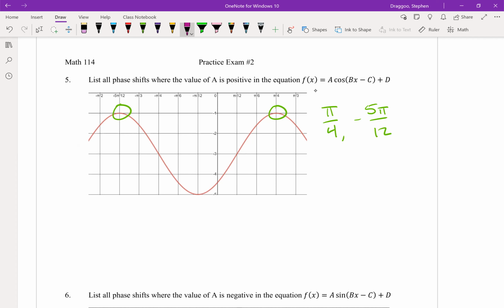And for the sake of completeness, if the question had instead asked us for negative cosine, then the only phase shift we can see is negative pi over 12.